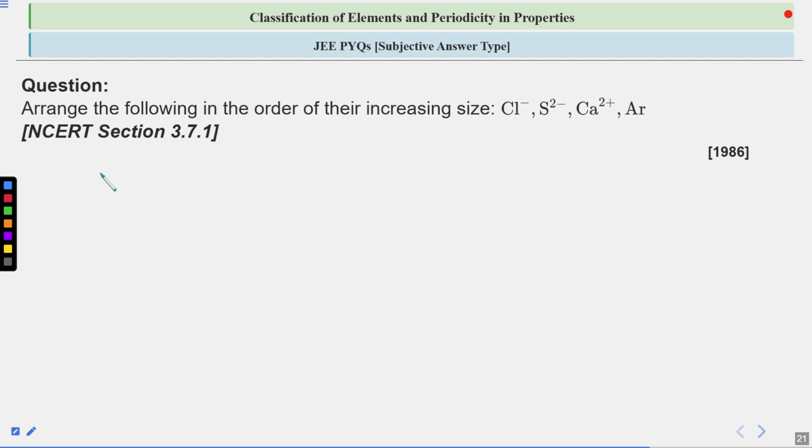Now moving on to the next question. Arrange the following in the order of their increasing size. This was asked in 1986 and again is a subjective answer type question. Four species are given here: chlorine minus, sulfur 2 minus, calcium 2 plus, and argon. Your time to solve this question starts now.